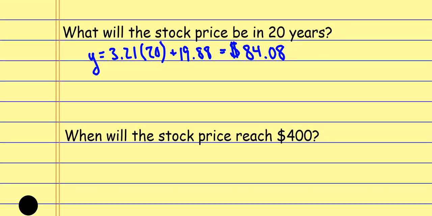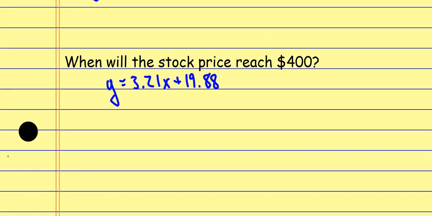Let's say we're waiting to sell this thing. I want to wait until the stock reaches $400. All right, I want to wait till this thing, until I can cash out and be a millionaire. All right. So again, I'm using the same equation. It's this 3.21 times x plus the 19.88. But now I just have to think about which variable this is, all right? See, in this particular example, x was my years, so I plugged the 20 in for x. Well, y is the price. It's the amount that this thing is worth, so I'm going to plug that 400 in for y.